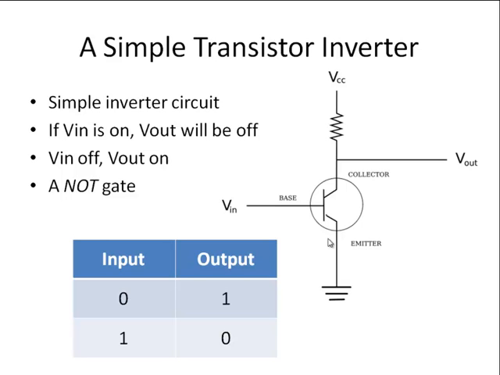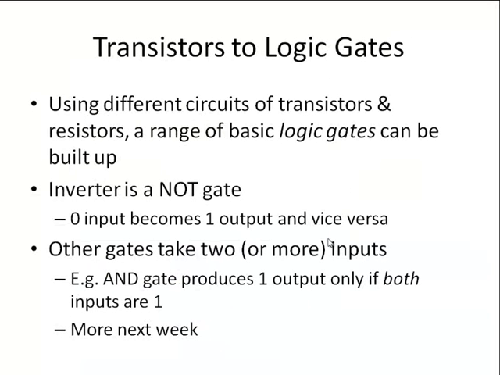This is also called a NOT gate in logic circuit terms, because the output is the inverse of the input value. The table there, where we've got a table of inputs and outputs, is also referred to as a truth table. So a truth table is one of these tables of input and output values of binary and Boolean values. So we can use different circuits of transistors and resistors to build up a range of basic logic gates. So the inverter is a NOT gate. Other gates may take two or more inputs, and we're going to see those in the next lecture.